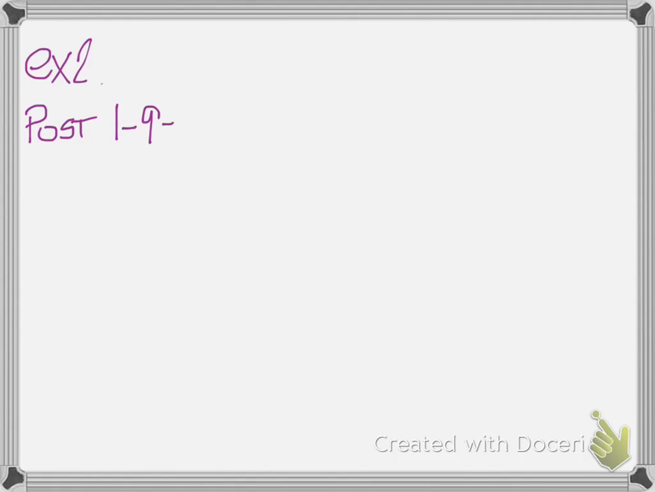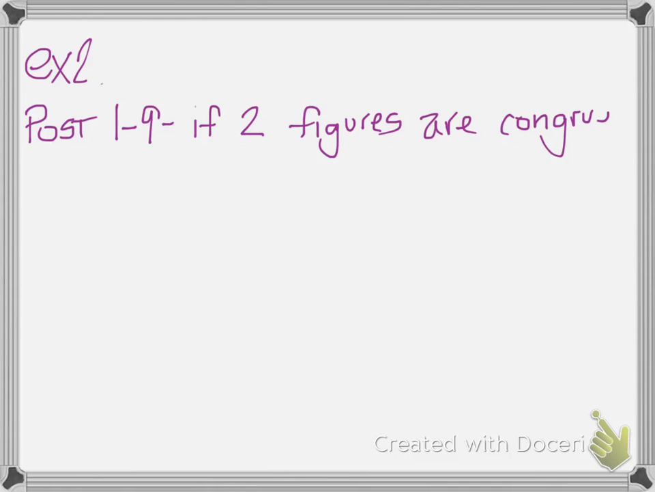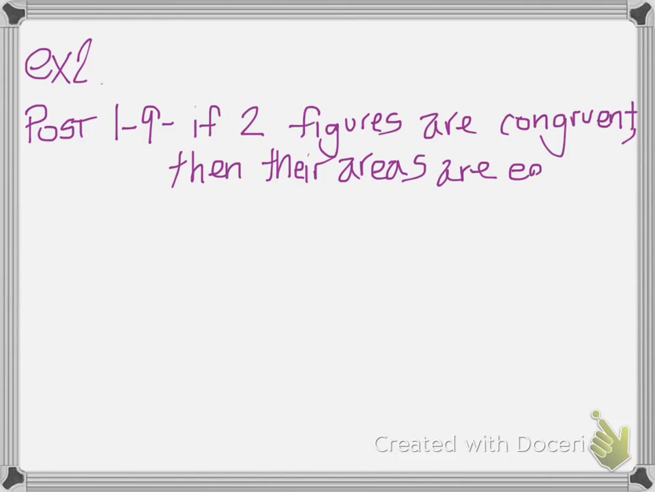Postulate 1-9. It says if 2 figures are congruent, in other words, if one is equal shape and size to the other, then their areas are equal to each other.